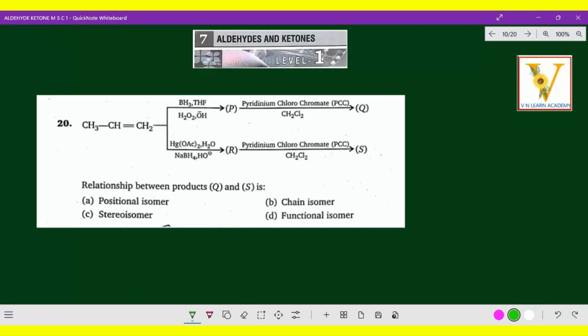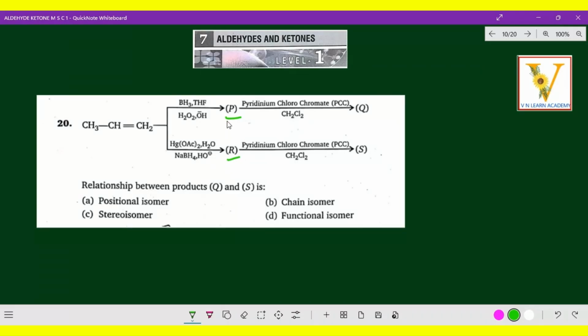Also, it is like a puzzle question only. Come on, let us check here: CH3, CH double bond CH2. Here BH3, THF, and hydrogen peroxide, OH minus. You are getting that compound P. And the same way here, mercuration oxidation, and here also sodium borohydride oxidation. Here you are getting R.